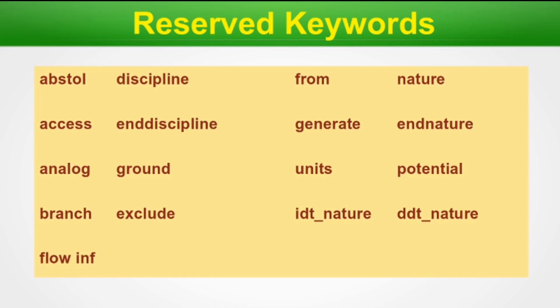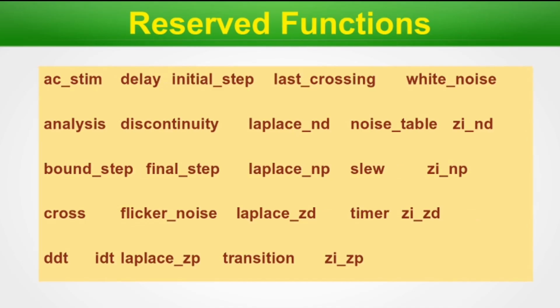Some of them we have come across already, like abstol, discipline, enddiscipline, analog, ground, units, idt_nature, ddt_nature. All these are reserved, so we cannot use them for our personal purpose. These have to be used as they are defined. The reserved functions are like ac_stimulus, analysis, white_noise, last_crossing. Details of these functions are available in the LRM, so I am not going into details here. Just for acknowledgement, I am mentioning these names so that we never use them as our own variable declaration or module name. There are others too: cross, and transition.